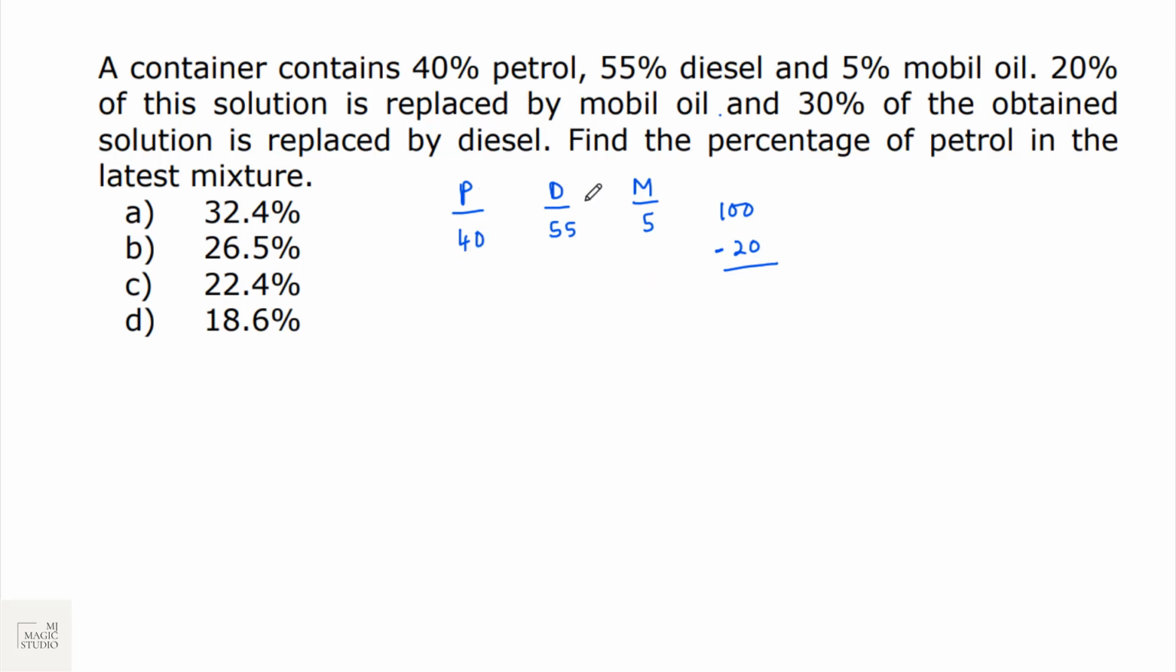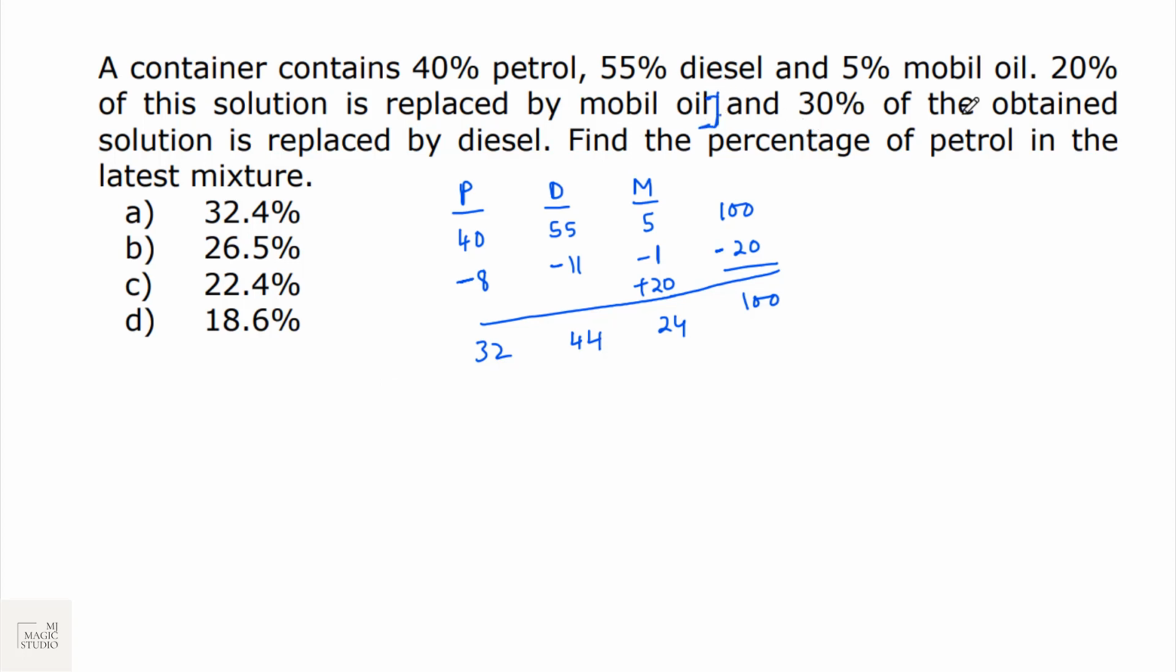Now 20% of everything will go out. 20% of 40 is 8. 20% of 55 is 11. And 20% of 5 is 1. And it is replaced by mobile oil. That means 20 of mobile oil is added. So now what is our composition? Our composition is back to 100. Petrol is 40 minus 8, 32. 55 minus 11 is 44. And 5 minus 1, 4 plus 20, 24. So now this is the new composition till this point.